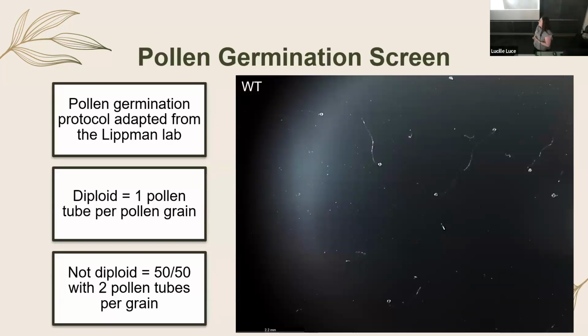First, with a pollen germination screen that was adapted from the Littman lab, where they found that diploid plants had 1 pollen tube per pollen grain. However, non-diploids would have a mixture of 2 pollen tubes per pollen grain. What I'm showing on the left here is a picture of my wild type Physalis grisea pollen. And thankfully for me, these all have 1 pollen tube per pollen grain, meaning that my stock is in fact diploid.